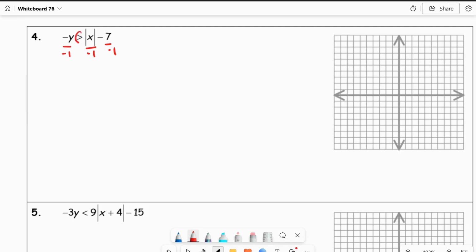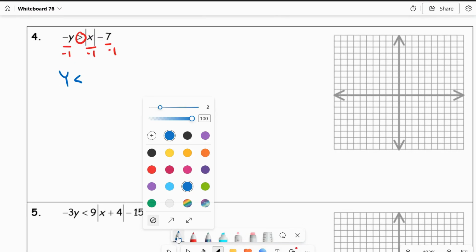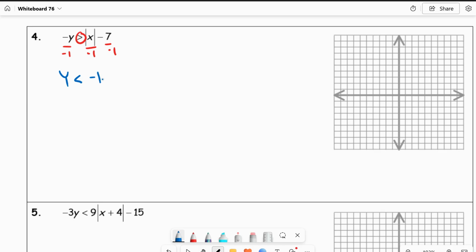Remember, dividing by negative 1, make sure you flip your inequality. So that's going to give me y is less than negative absolute value of x plus 7. Okay, when graphing an absolute value function, you do want to identify your vertex. In this case, I have no horizontal transformation. So my x value is 0, yet I am going to move up 7. So my vertex is 0, 7.